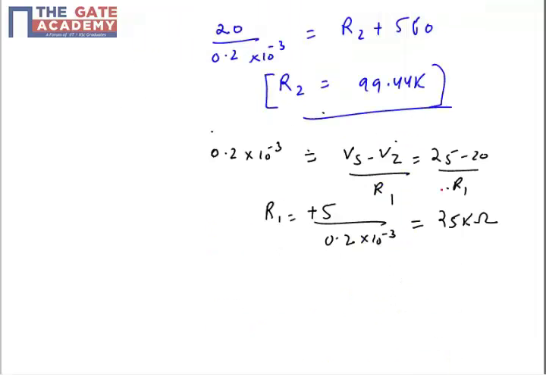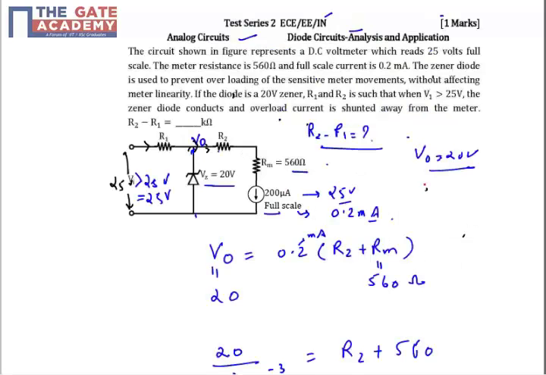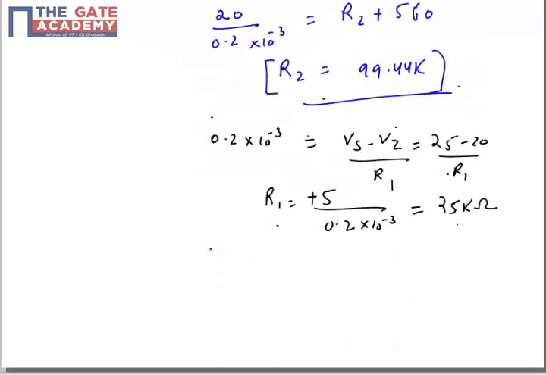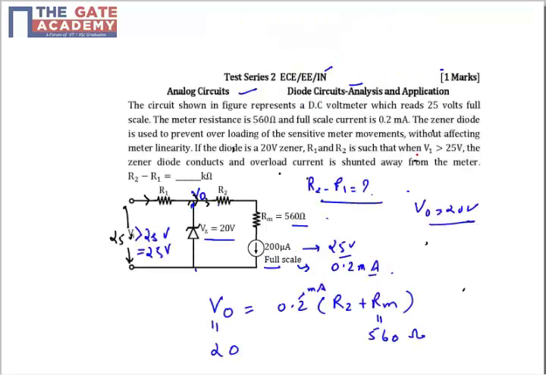So the value of R2 is coming out as 99.44 kilo ohm, and R1 is 25 kilo ohm. What we need to calculate is R2 minus R1. So R2 minus R1 will be 99.44 minus 25, which is nothing but 74.44 kilo ohm. So R2 minus R1 will be 74.44 kilo ohm. That will be the answer of this question. Thank you.